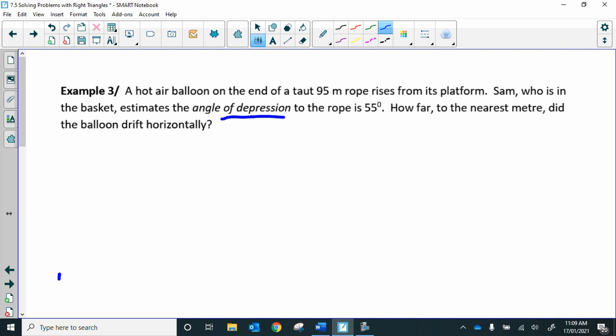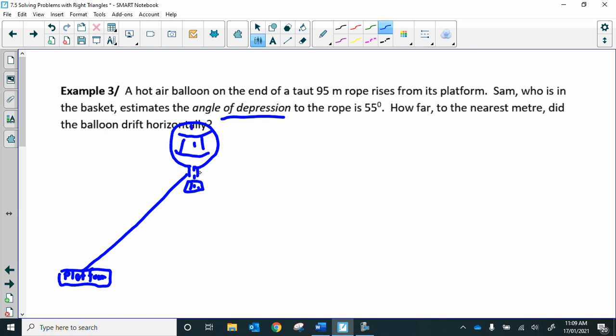A hot air balloon is on the end of a taut 95-meter rope, rises from its platform. So let's say the platform is here. Platform. Sam, let me just draw a basket here. Got some strings and a balloon. Mrs. Westling, the artist. All right. Okay, so Sam's in the basket. He measures that the angle of depression to the rope is 55 degrees.